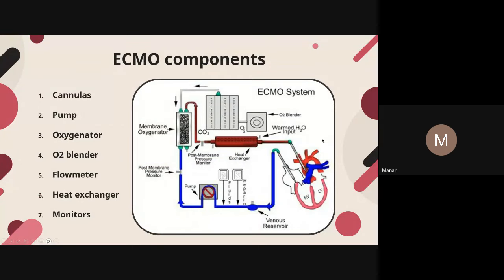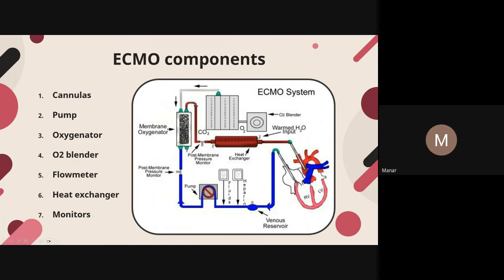Now this is a diagram explaining the machinery inside the device. We've got the cannulas, the pump, the oxygenator, the O2 blender and flow meter apparatus, the heat exchanger, and the monitors. So the cannulas, as we can see, we have two types of cannulas, the venous cannulas, which are much longer than the arterial cannulas. Both cannulas are very big and bulky, and they're lined with metal rings that prevent them from collapsing in on themselves. And then we have the pump.